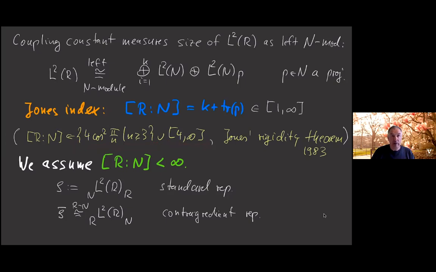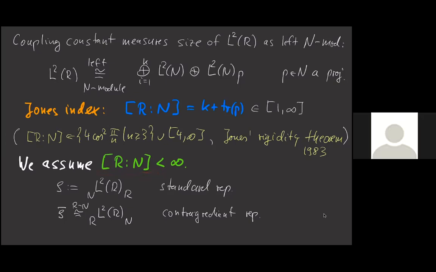So from now on, we will assume that the subfactor N in R is not too small. So in other words, the index of N in R is always finite. Okay. Dietmar, can I ask a question?